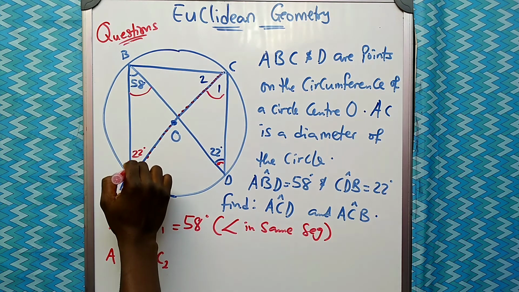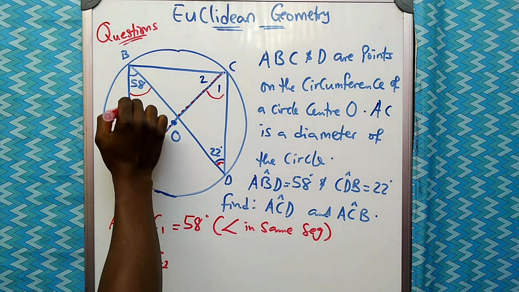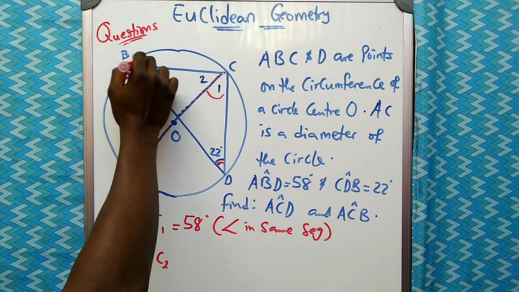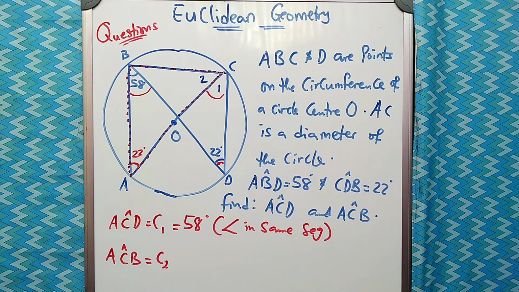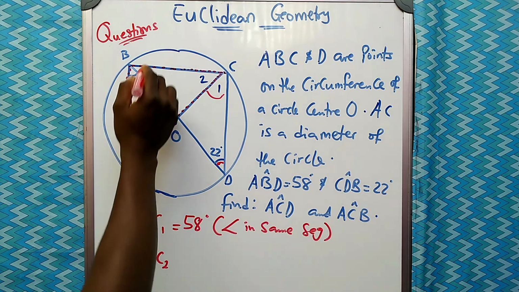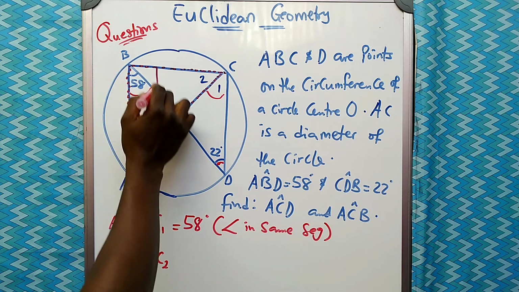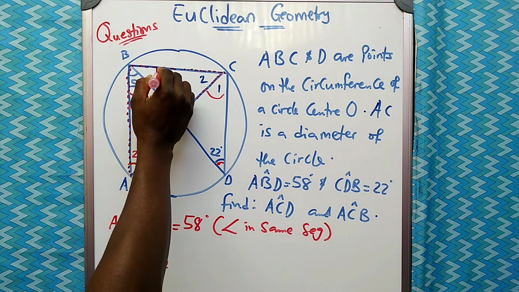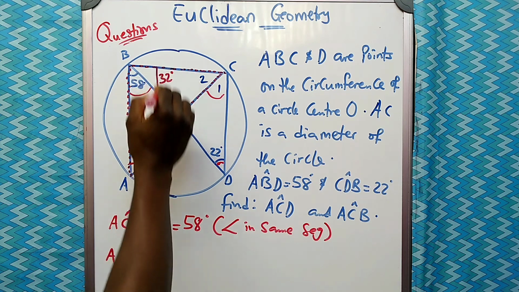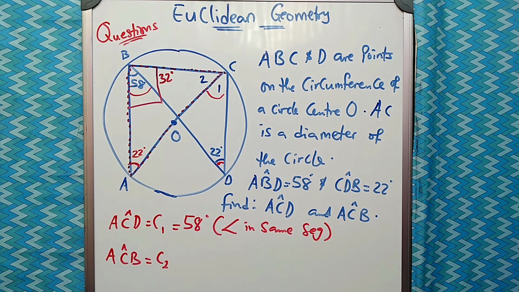Very simple. Euclidean geometry is one of the easiest topics I've ever known in mathematics. Can we see? It's a semicircle. So if it is a semicircle, the whole of this should be a right angle triangle. It should be 90. So if I have 58 there, then I'm going to have 32 as the side. So if I add it together, I'm going to have a 90.